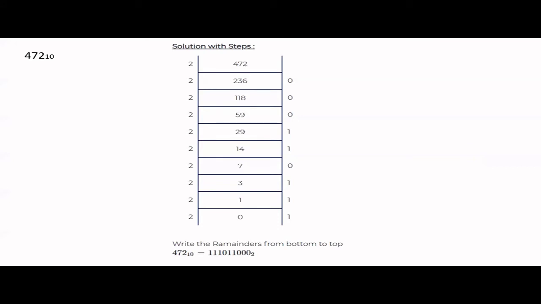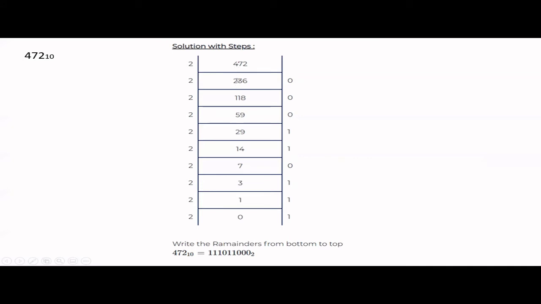So next one is 472, right? This is a decimal number. You are going to convert it to a binary number. So for that, you have to continuously divide by 2. So 472 divided by 2.